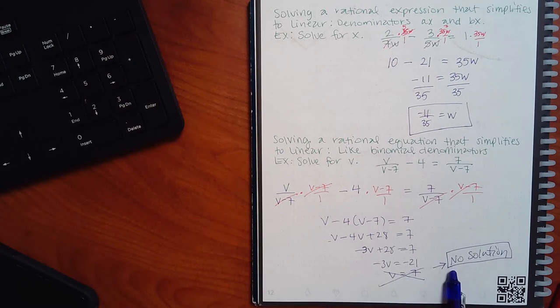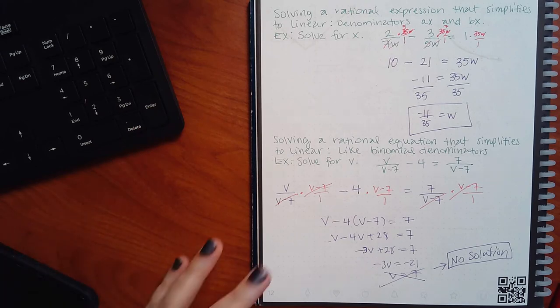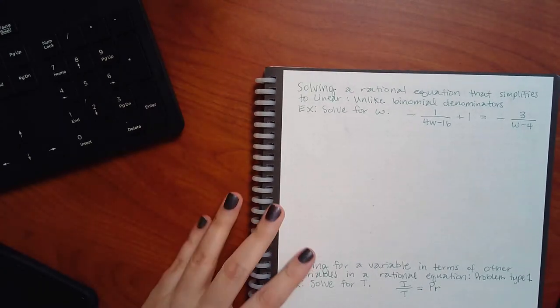But if you get two answers, there's three possibilities I could have. Either both could be good, one could be good, the other one bad, and they only have one answer, or both are bad, and then you have no solution, okay? So keep that in mind, because we will get to some later. Not yet. We've got quite a few of these first before we get to those.